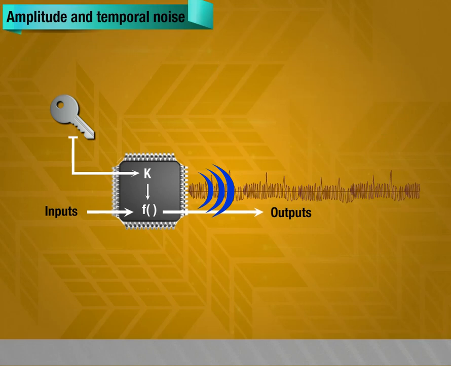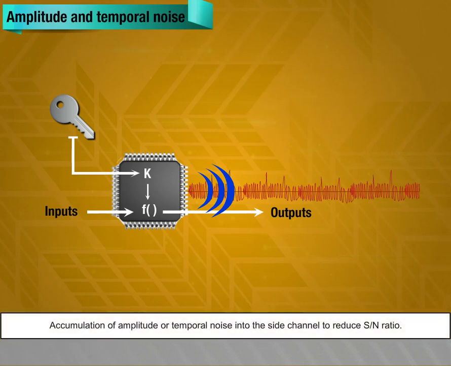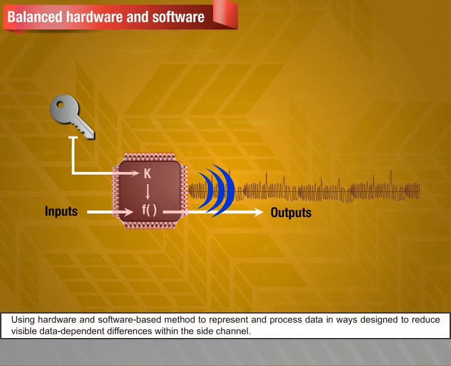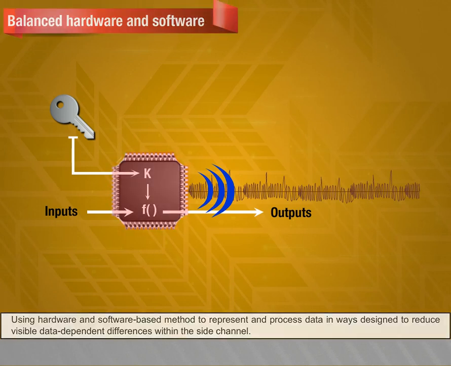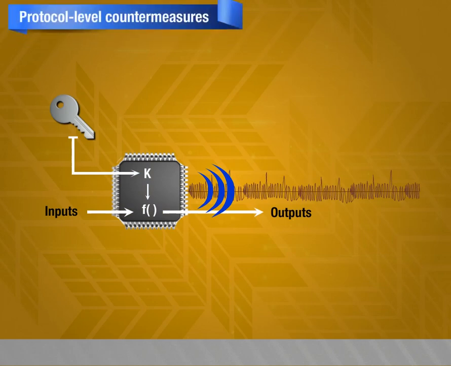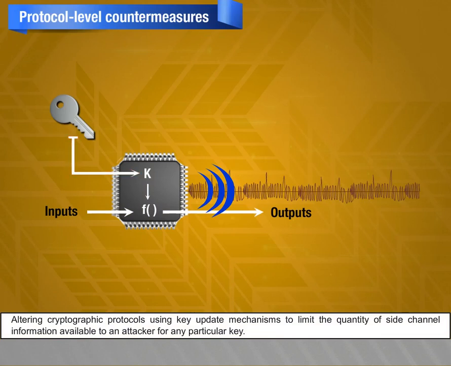Amplitude and temporal noise. Accumulation of amplitude or temporal noise into the side channel to reduce the signal-to-noise (S/N) ratio. Balanced hardware and software. Using hardware and software-based methods to represent and process data in ways designed to reduce visible data-dependent differences within the side channel. Leak reduction. Reducing information leaked into the side channel to reduce signal-to-noise (S/N) ratios. Protocol-level countermeasures. Altering cryptographic protocols using key update mechanisms to limit the quantity of side channel information available to an attacker for any particular key.